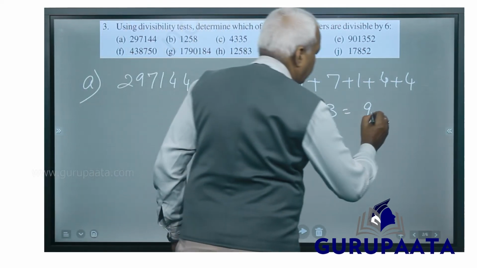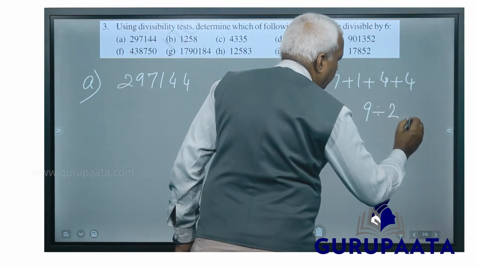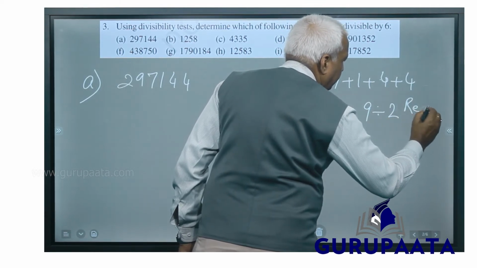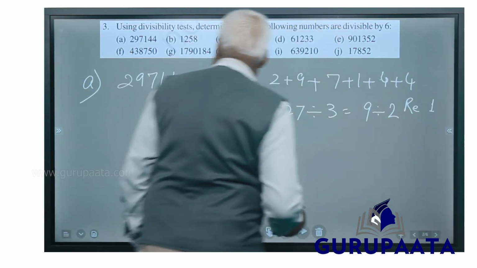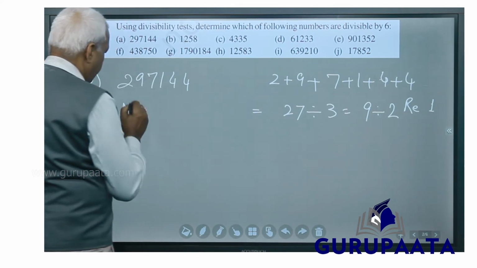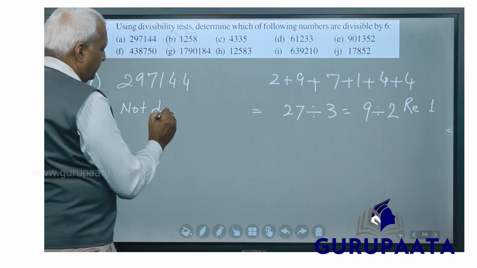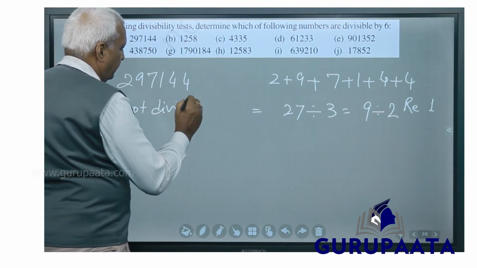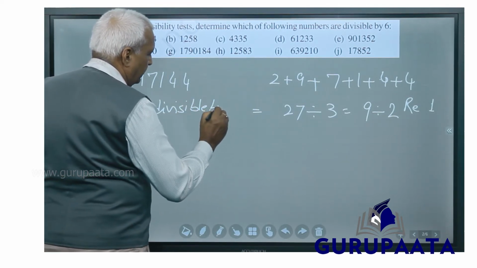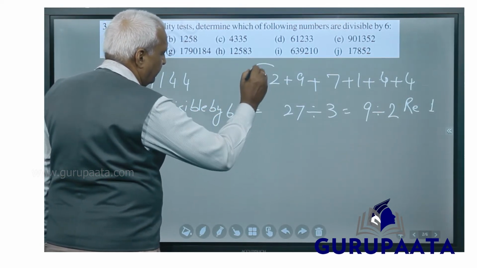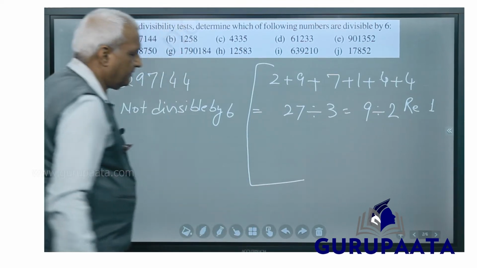Divide by 2, remainder 1. So, not divisible by 6. Okay. Now, we will take B.